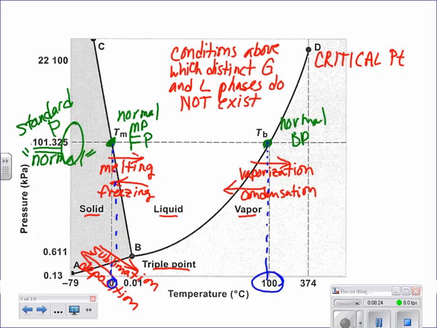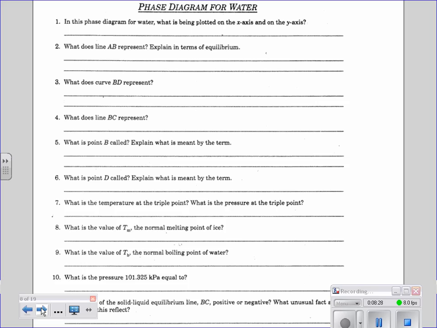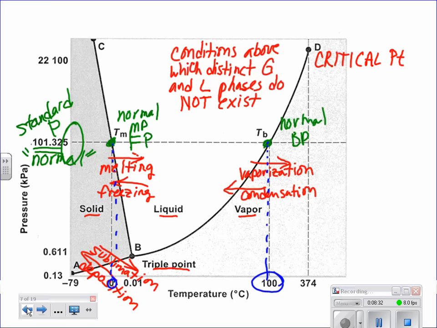You've got also some questions. They look like this. I'm going to read through the questions. I'm not going to fill it in here. I'm just going to look at this phase diagram, and you guys can fill in what you feel like is necessary. But the first one, it just says in this phase diagram for water what is being plotted on the X and Y axis. So you should know that temperature is on your X axis and pressure is on your Y axis.